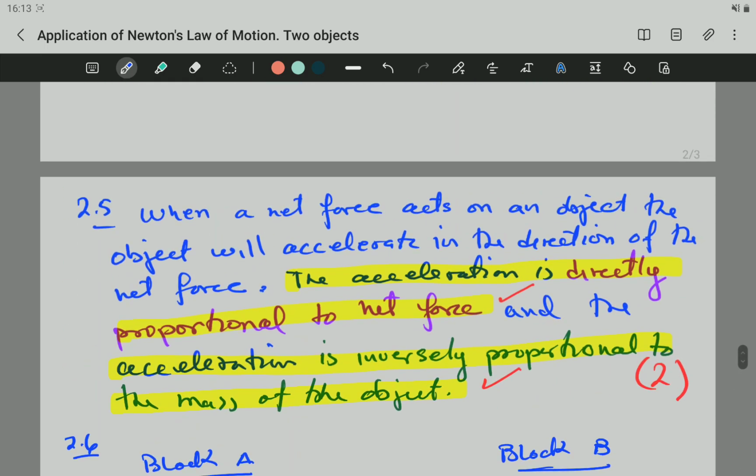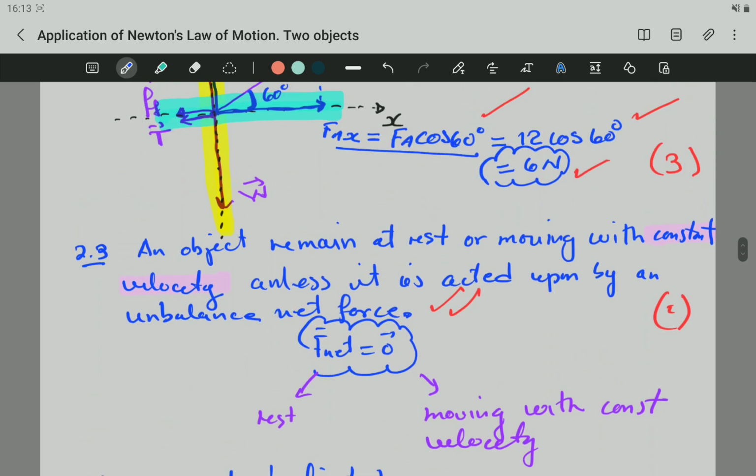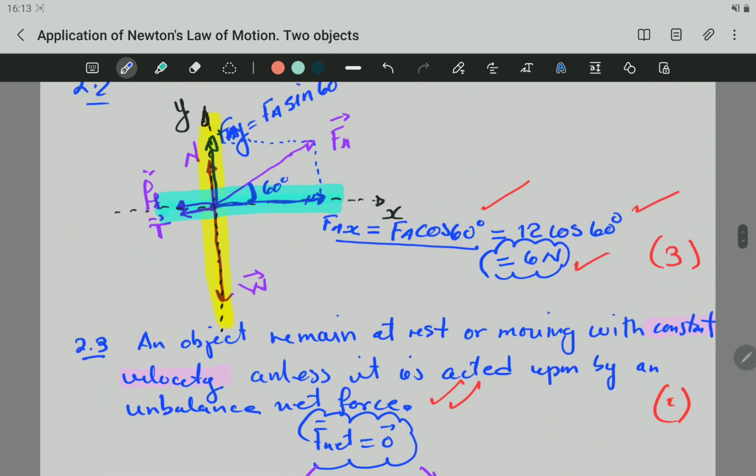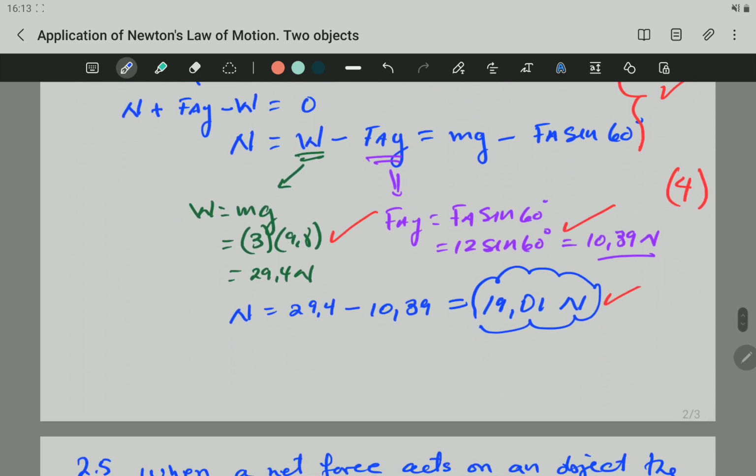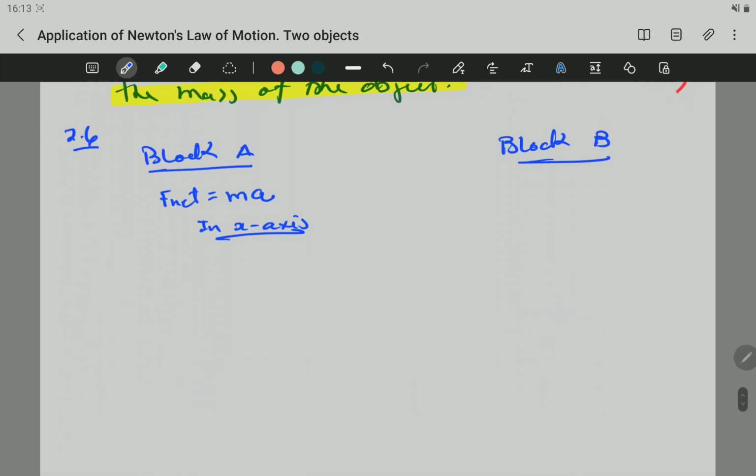Let me show you again. We have the applied force in the x-axis, we have the frictional force and we have the tension. To the right is positive because the object is moving to the right. So here, the applied force in x minus frictional force minus tension is equal to ma. Now, what is the problem here? We don't have friction.